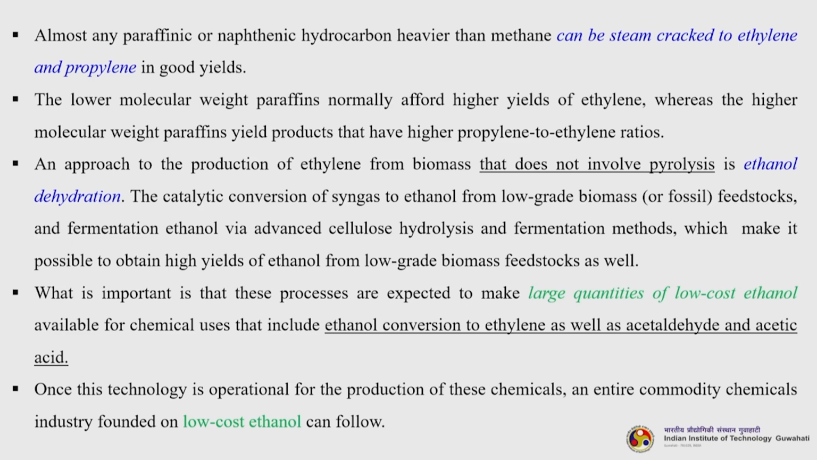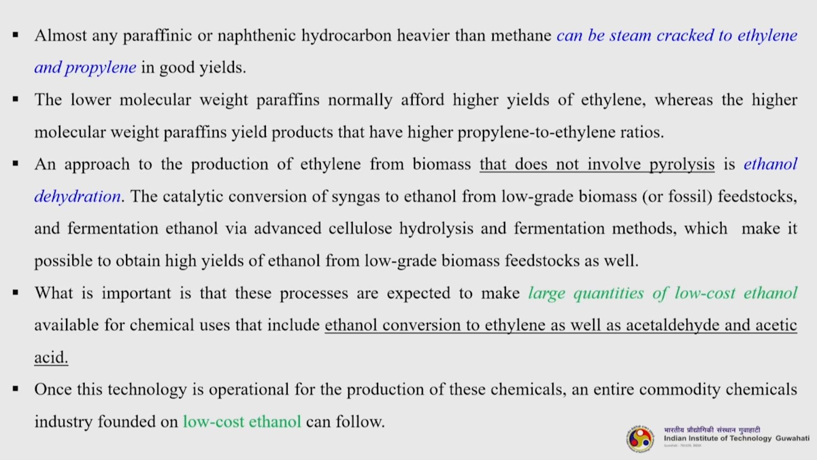An approach to the production of ethylene from biomass that does not involve pyrolysis is of course ethanol dehydration, and the catalytic conversion of syngas to ethanol from low grade biomass or even fossil fuel feedstocks, and fermentation ethanol via advanced cellulose hydrolysis and fermentation methods, which make it possible to obtain high yields of ethanol from low grade biomass feedstocks as well. It is a good process or technology.